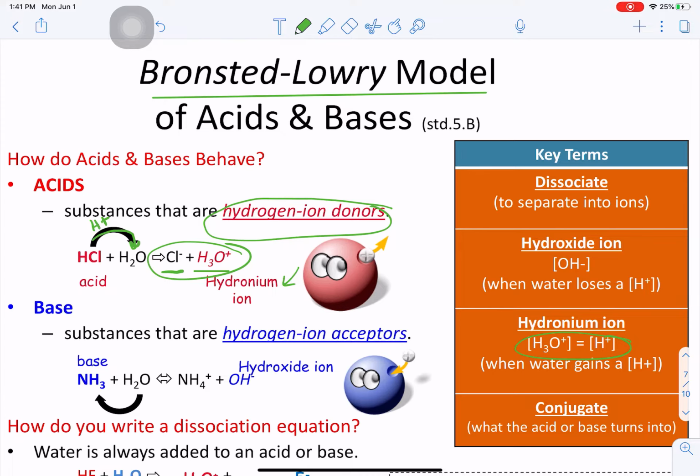Because this is Bronsted-Lowry's model. And what I'm saying is don't get confused though. The H3O plus represents the H plus. It's the same exact thing. All right, hopefully that made sense.